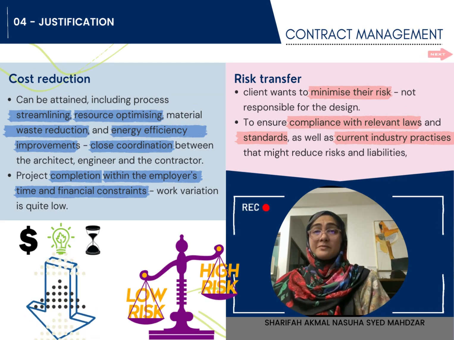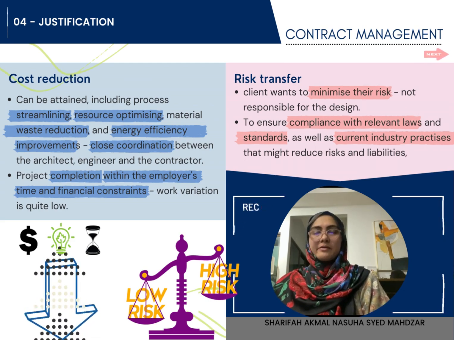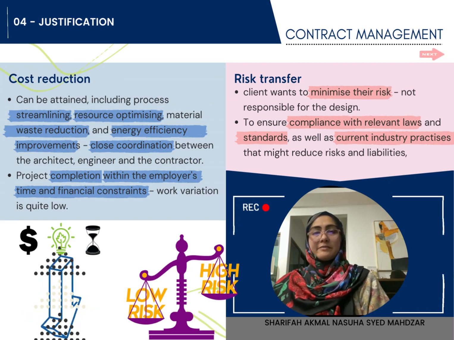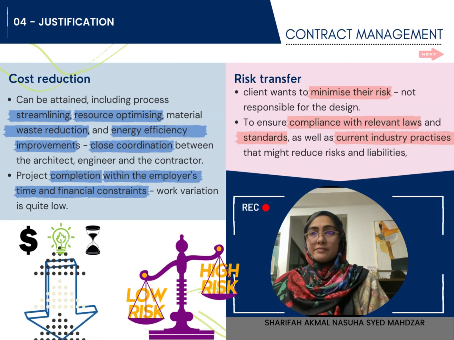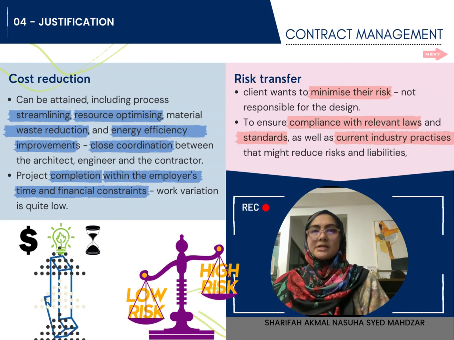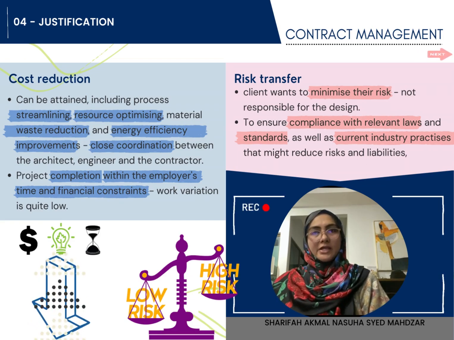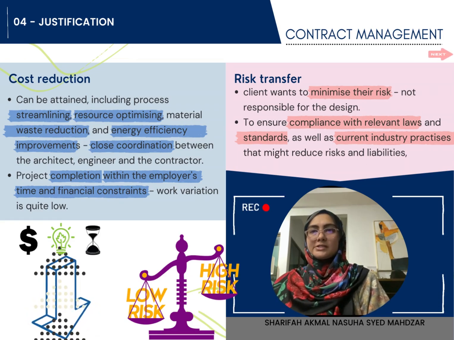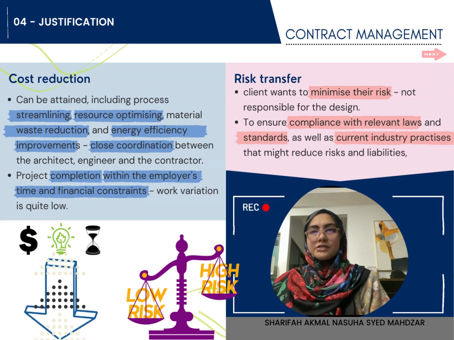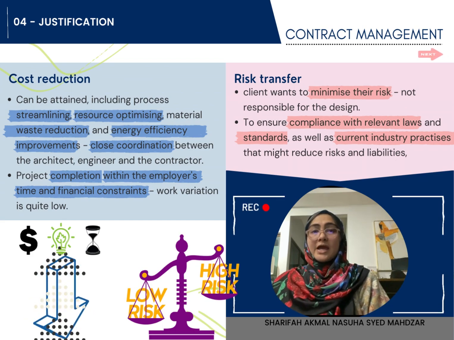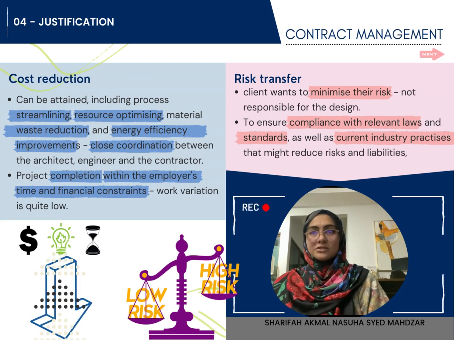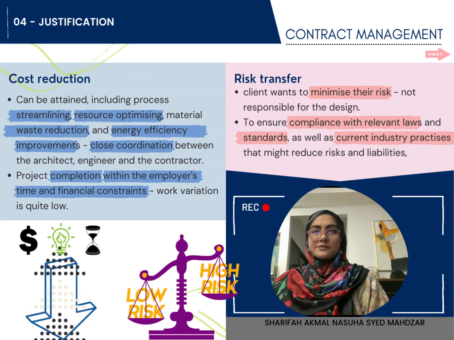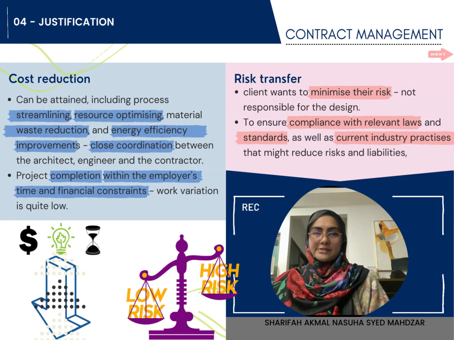When expenses must be cut, design and build procurement may be appropriate because it can be attained in a number of ways, including process streamlining, resource optimizing, material waste reduction, and energy efficient improvements during the design process due to close coordination between the architect, engineers, and the contractor. Design and build procurement may be justified based on the potential long-term cost reduction that could offset the original expenses.